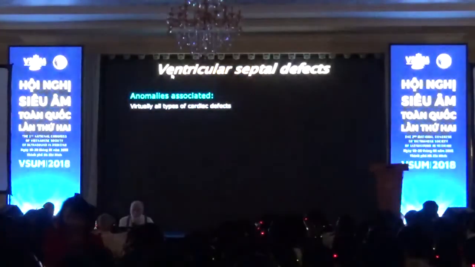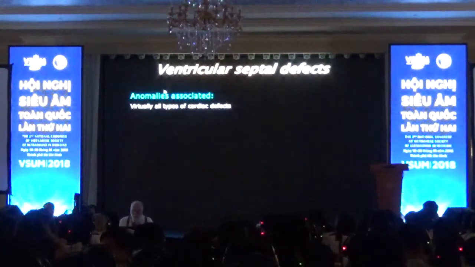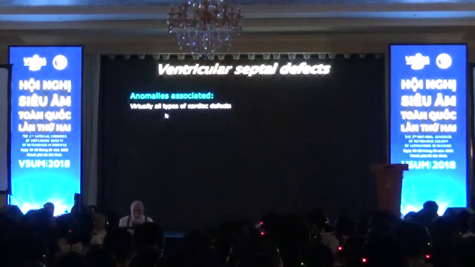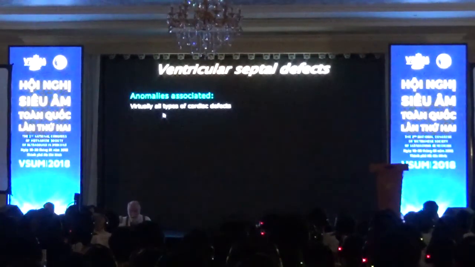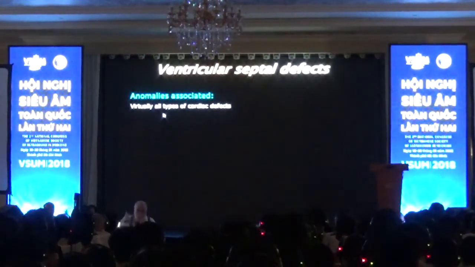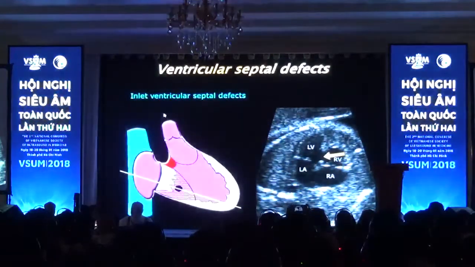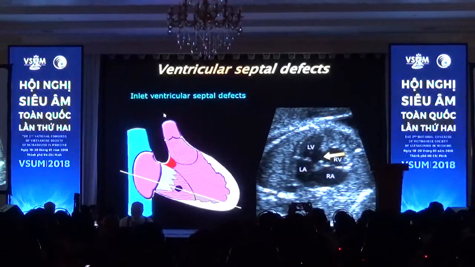Now, ventricular septal defects are extremely common, so they're essentially associated with everything else. So they are not the kind of thing in which you always say, I have a ventricular septal defect, so what else should I be looking for? You should be looking at the entire baby, not only the heart, but the rest of the baby, because they have an association with aneuploidy.